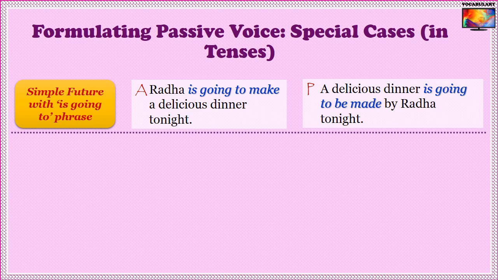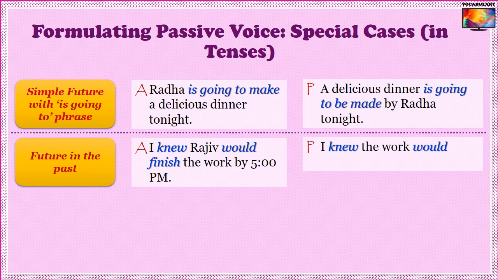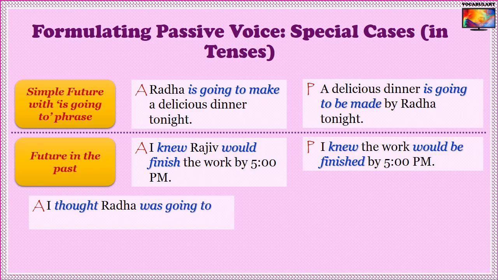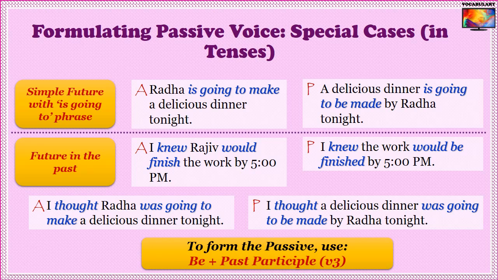Now at times we are talking about the future in the past. Note the passive. I knew Rajiv would finish the work by 5 p.m. I knew the work would be finished by 5 p.m. I thought Radha was going to make a delicious dinner tonight. I thought a delicious dinner was going to be made by Radha tonight. As you would have observed, to form the passive, we use be plus past participle form of the verb.